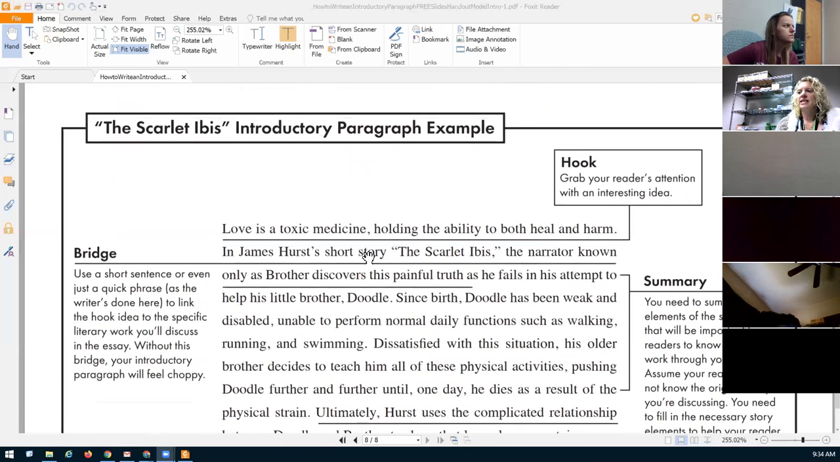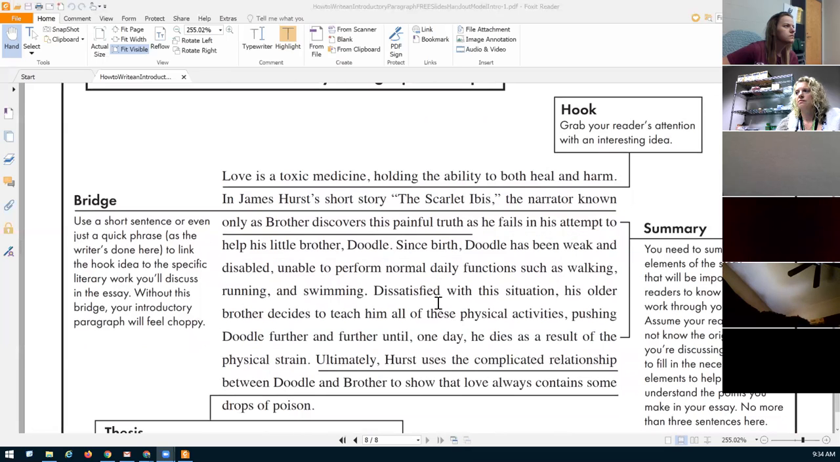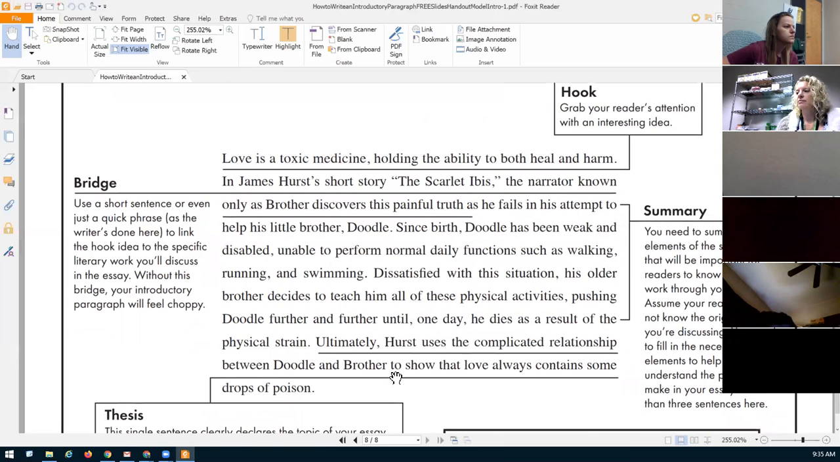So when they write it together, it looks like this. So it becomes one paragraph. Now, the person who made this slide, I don't like the fact that they didn't indent here. It should be indented. But the thesis is the last thing on there. Does this help with an introductory paragraph?